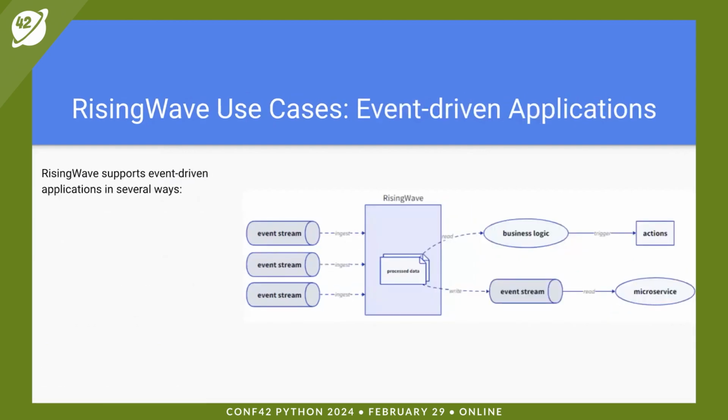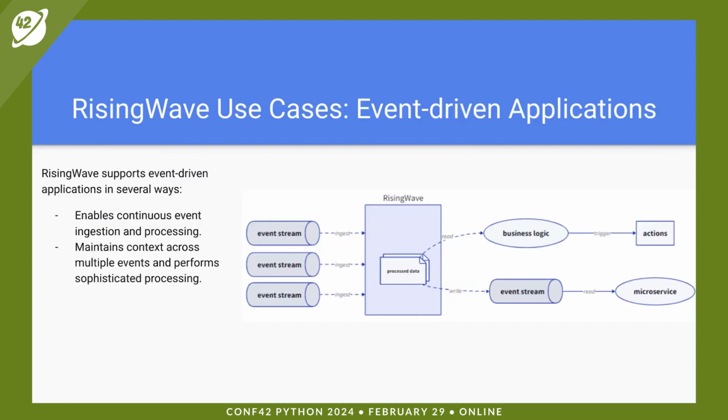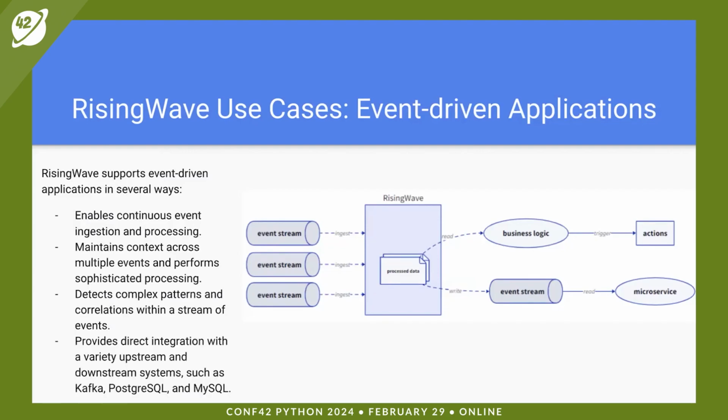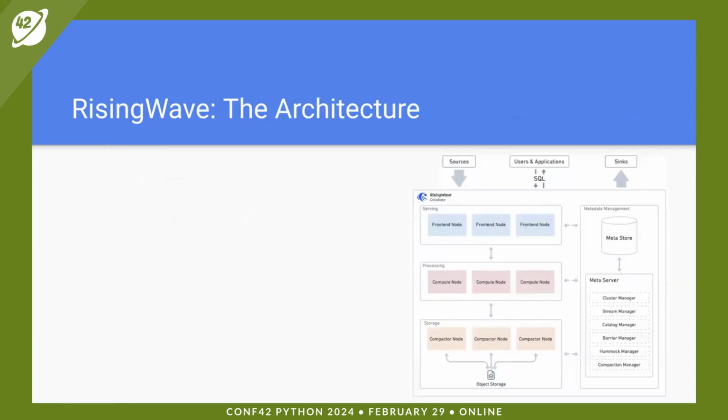Another example is event-driven applications. It enables continuous event ingestion and processing, maintains context across multiple events and performs sophisticated processing, and then detects complex patterns and correlations within a stream of events. And it provides direct integration with a variety of upstream and downstream systems.